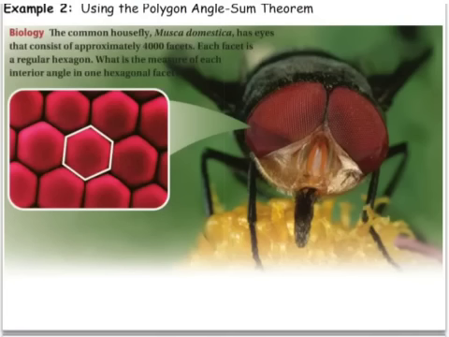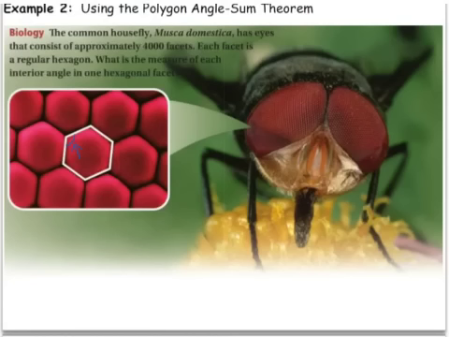Okay, let's take a look at an example using biology. The common housefly, Musca domestica, has eyes that consist of approximately 4,000 facets. Each facet is a regular hexagon. What is the measure of each interior angle in one hexagonal facet? So basically, we're looking for the measure of one angle and only one angle.